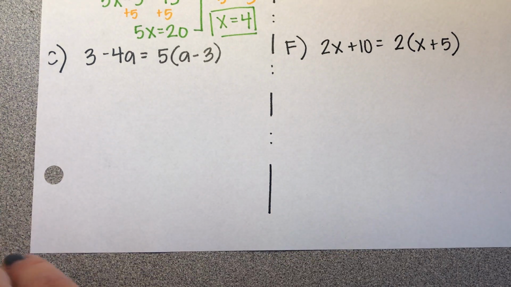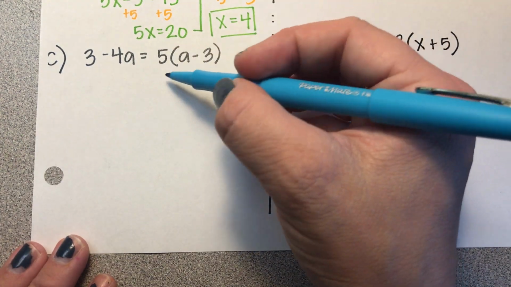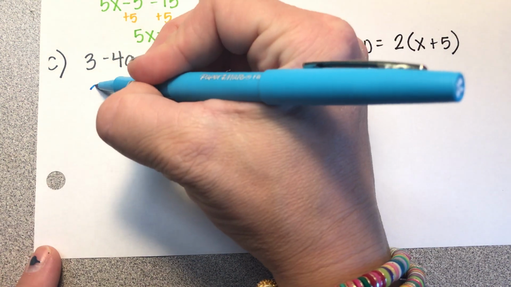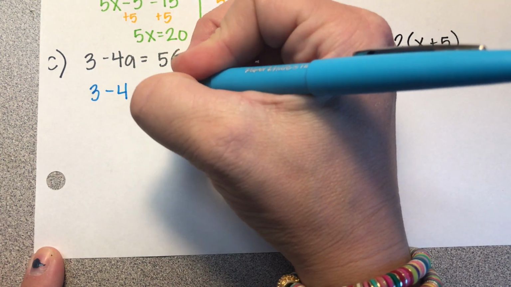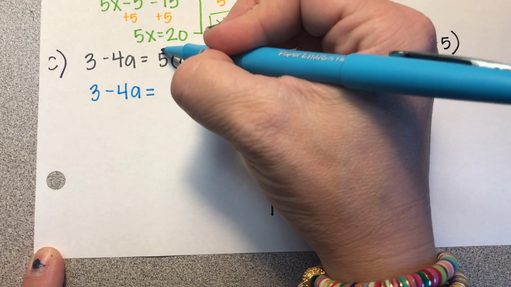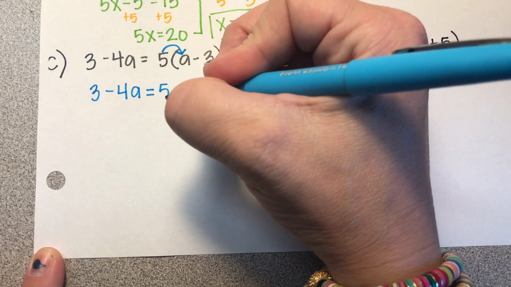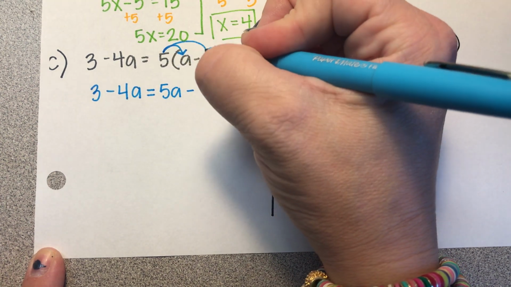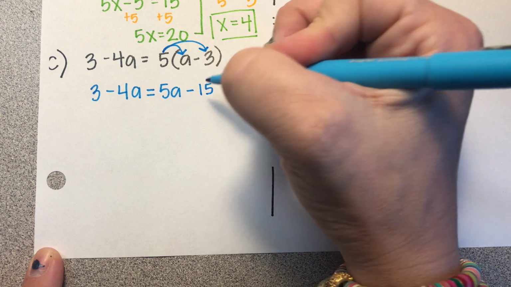Let's look at letter C. So again, I have distributive property over here on the right. I'm not going to mess with anything on the left. 3 minus 4a equals 5 times a is 5a minus 5 times 3 is 15.